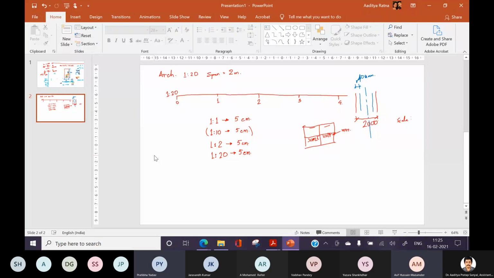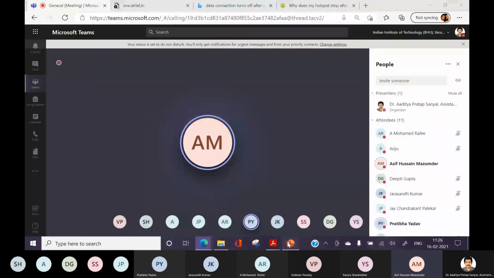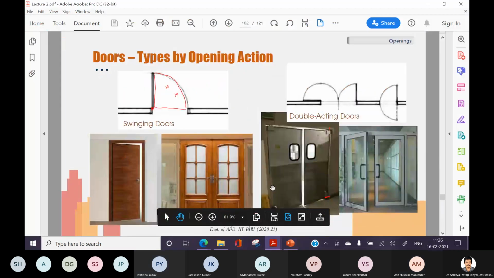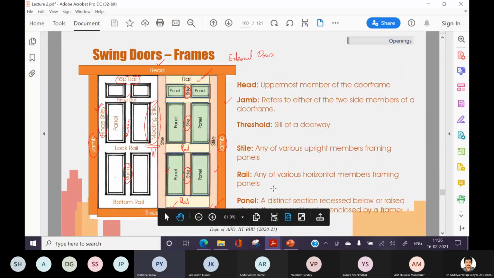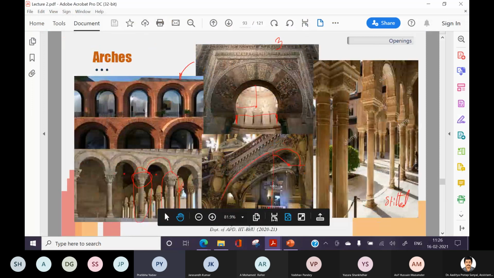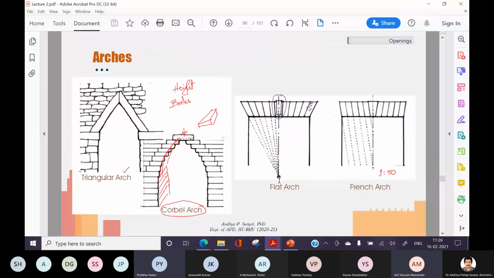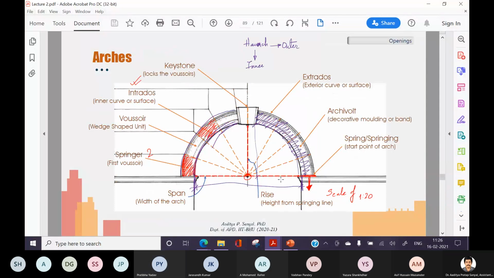And sir, you also told us to label the different parts. So if there's an arch and the extrados, then archivolt, these parts. Will we show the same parts as it is shown in the PDF that you shared? Yes, arrows. Yes. You can use the same PDF for reference. Yes, sir.